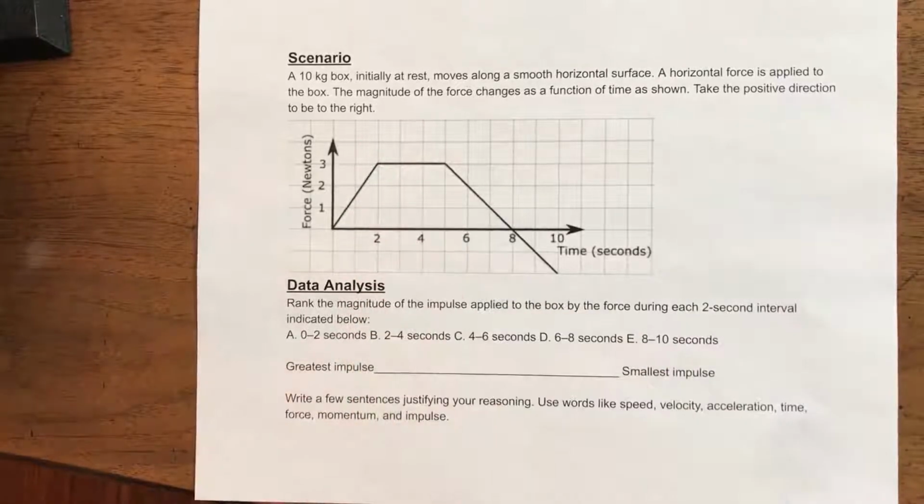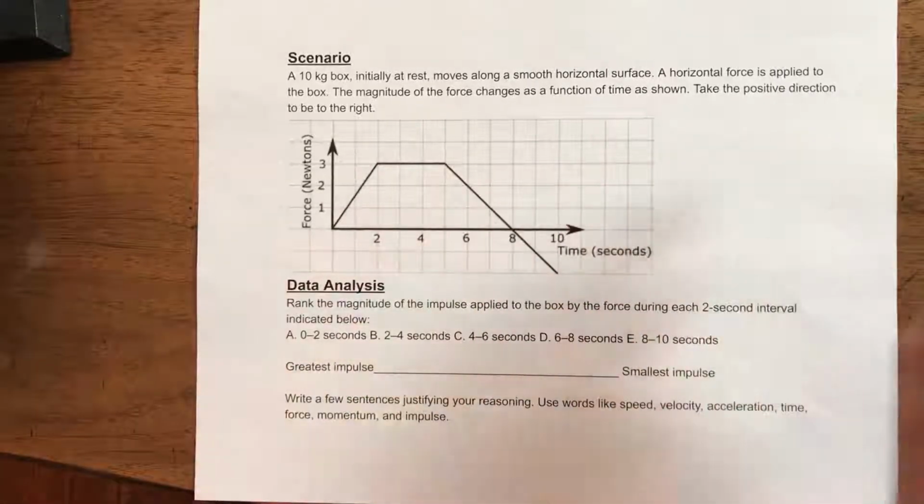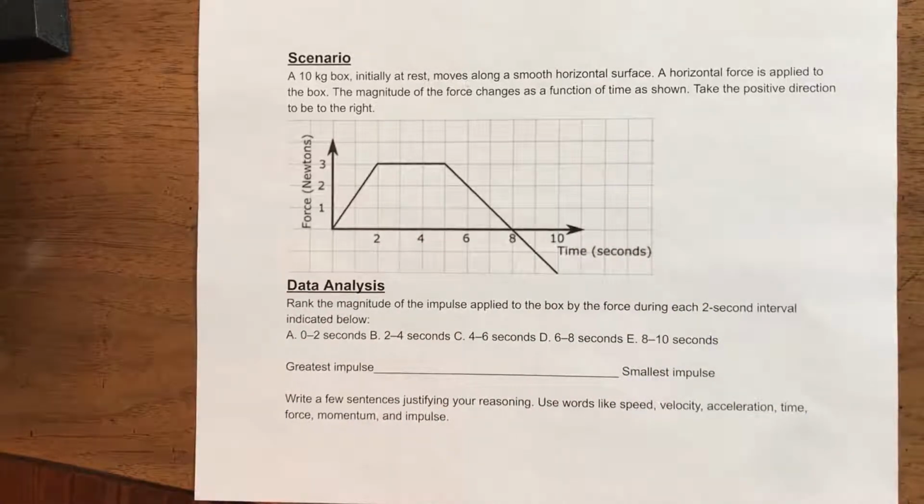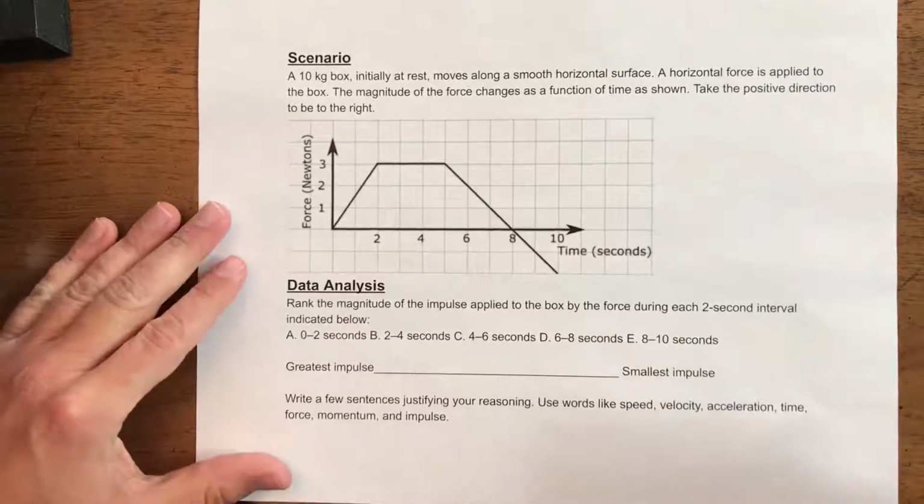We got a 10 kilogram box initially at rest, moves along a smooth horizontal surface. A horizontal force is applied to move the box. The magnitude of the force changes as a function of time as shown. Take the positive direction to be the right.